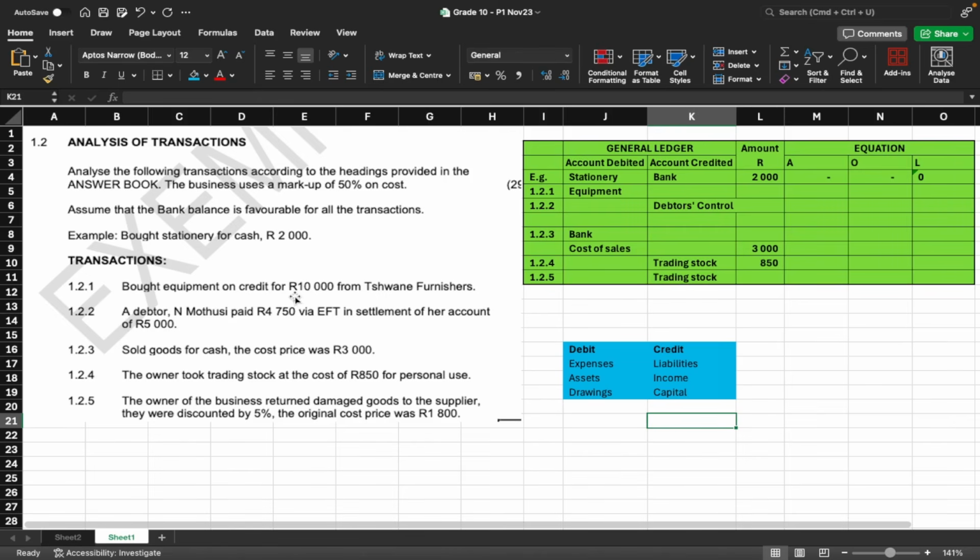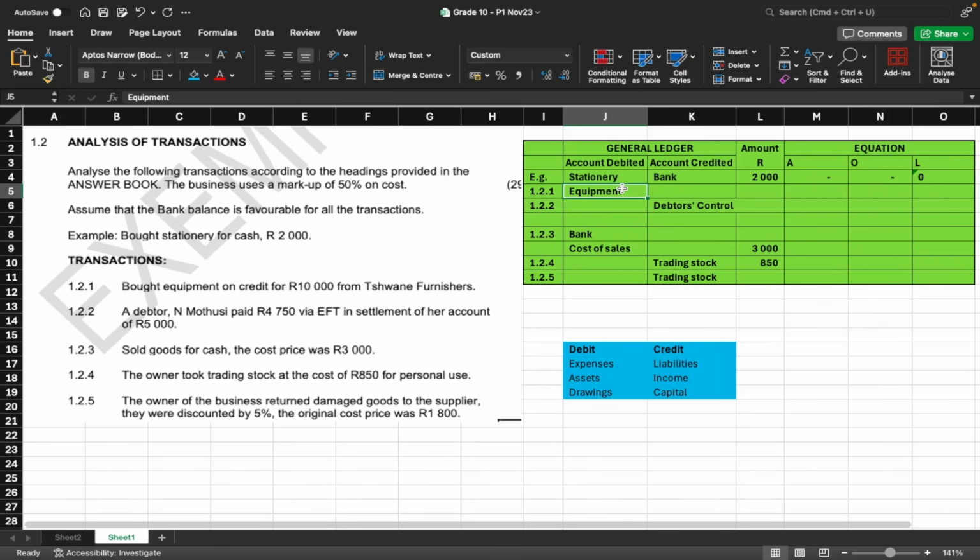1.2.1: bought equipment on credit for 10,000 Rand from Shwane Furnishers. So we bought equipment on credit. What is equipment? If you watched our lesson for Accounting for Beginners part 1, we already said equipment is an asset, and that's what you need to know now. If I bought equipment, equipment is coming in, it's increasing. I go to my acronym here, DEAD, and you can see assets is debited. So equipment is an asset, it's debited, so that's why they've already given us the account debited, which is equipment, because equipment is coming in. Whenever you buy an asset, you know that you have to put it on the debit side.